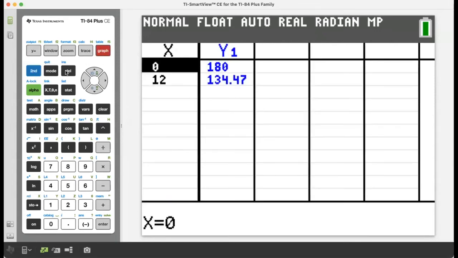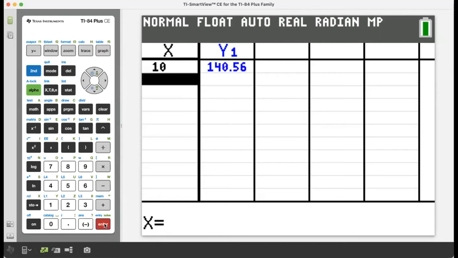And again, I need to delete any values that I've previously entered because I do not need those. I need the one that this question is asking for, and that is 10 minutes. And hit enter. So that tells me that 10 minutes after the cup of coffee is placed in the room and it's at rest, the temperature is going to have been reduced to 140 degrees or 141 degrees.